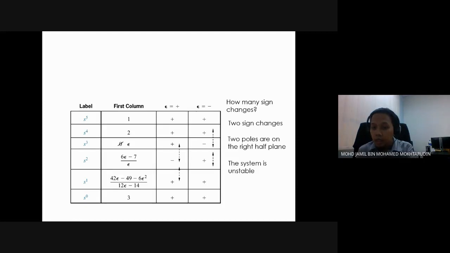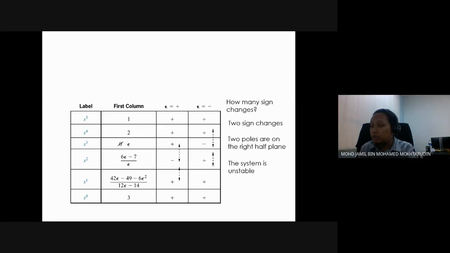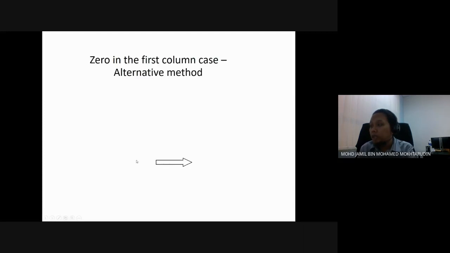Okay, so this method seems troublesome because you need to assume epsilon as a positive value or negative value. Maybe it will be confusing to some of you. So we have an alternative method for the case when you have 0 in the first column. So the alternative method is that first you need to, of course, determine that you get 0 in the first column at the third row here, S cube, S3. So after you get 0 there, then you can use the alternative method.